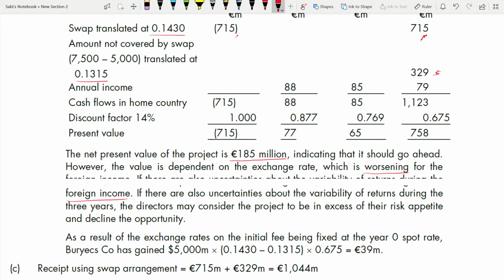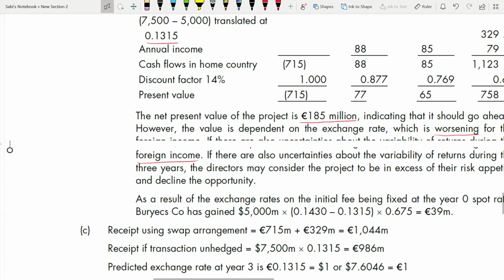You can see that there's a worsening of the foreign income. If there are also uncertainties about the variability of returns during the 3 years, the directors may consider the project to be in excess of their risk appetite and decline the opportunity.